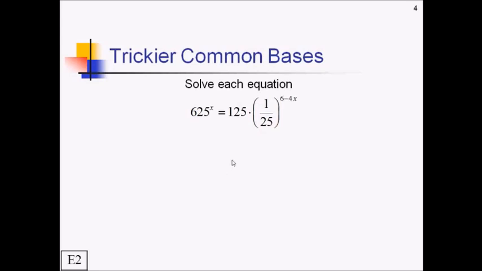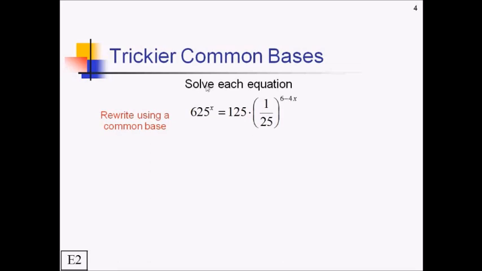So that method we just used on the last example is called the common bases method of solving equations, and it only works if, you guessed it, you've got a common base. In this problem, we do not have a common base. However, sometimes it is possible to rewrite things with a common base. So pause the video, see if you can figure out what the common base is here, what are 625, 125, and 1 over 25 all powers of, and rewrite it with that base.